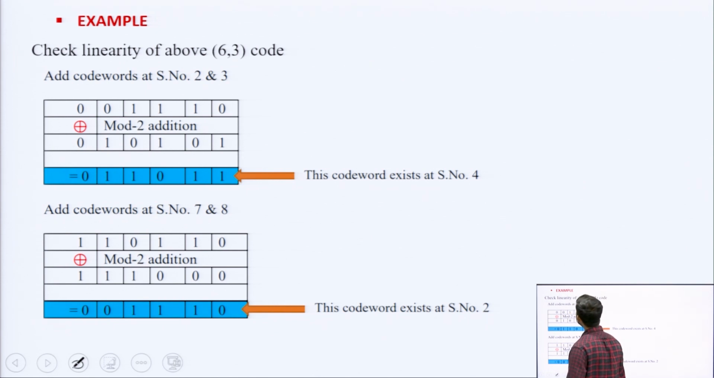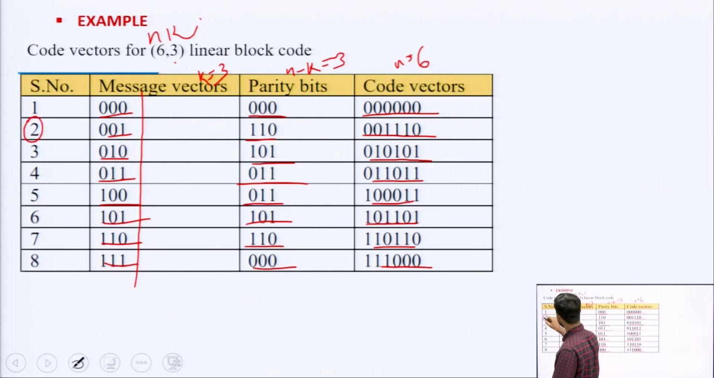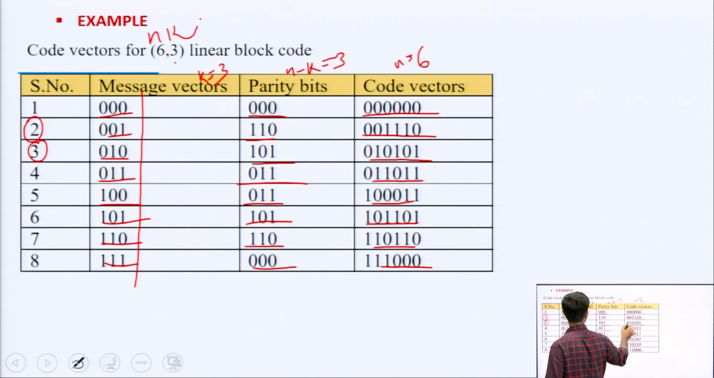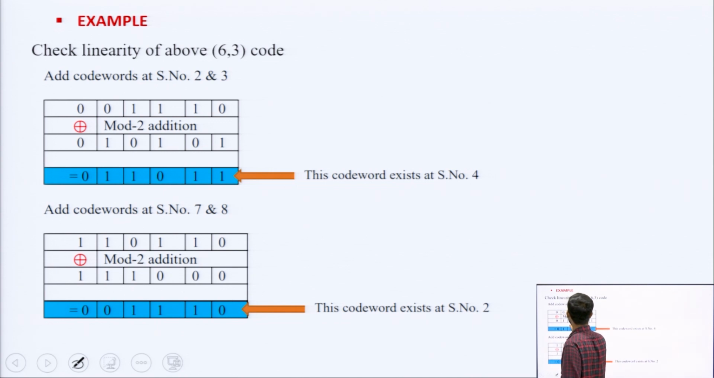So, let me check whether these are linear or not. To check linearity of the above codes, add the code words at serial number 2 and 3. For serial number 2, we have the code word 00110. Similarly, for 3, 010101. Then we will XOR these two code words, that is modulo 2 addition.